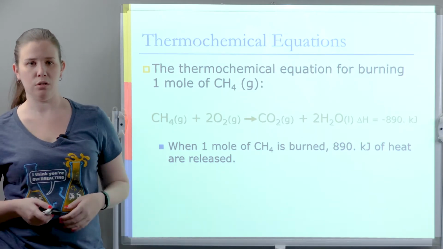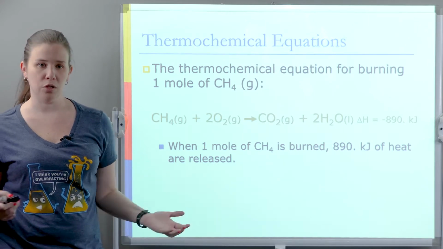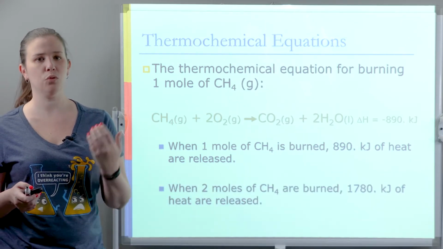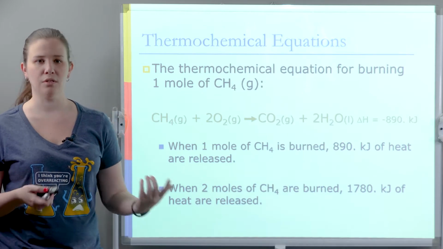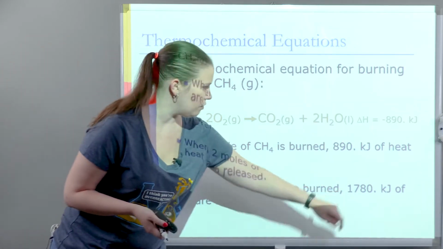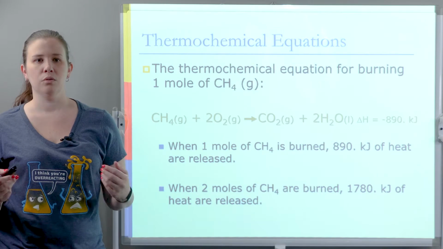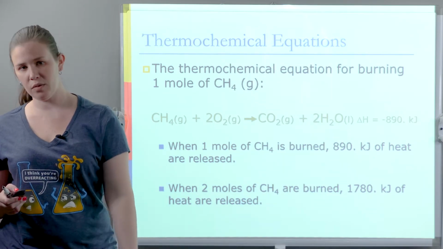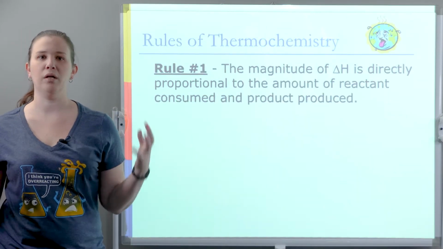Then how much energy would you produce? Well, combustion of 2 moles of methane would produce twice as much energy, or 1,780 kilojoules. So if I had 3 moles, I would get 3 times the amount of energy. It's all about the proportion.